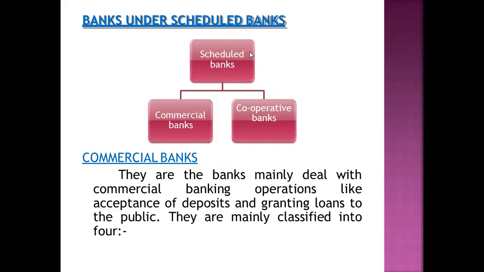Now, banks: scheduled banks, commercial banks and cooperative banks. Commercial banks are the banks that mainly deal with commercial banking operations like acceptance of deposits and granting loans to the public, and they are basically classified into four categories. They perform numerous functions in the bank. They deposit the money of the customers. They provide loans to the public, and there are four further sub-points.